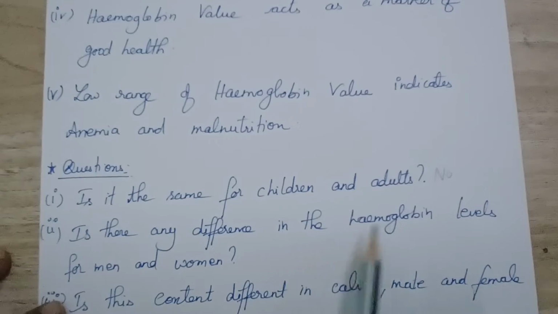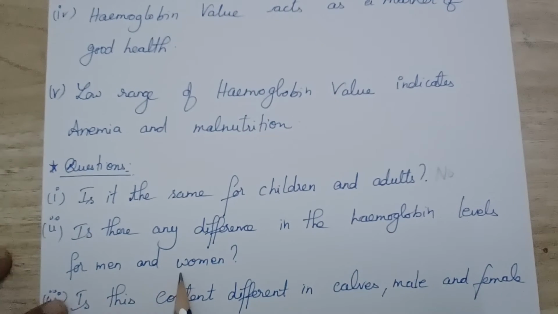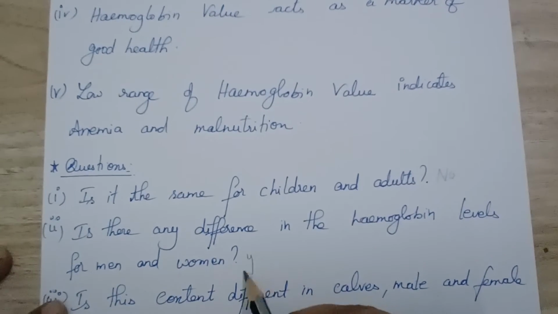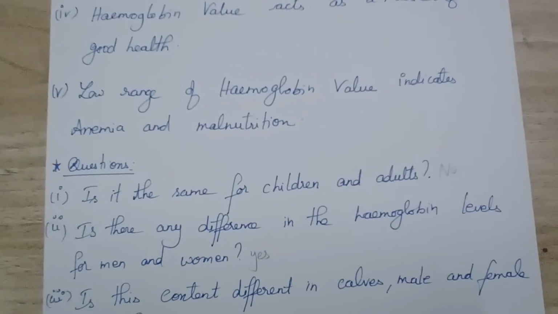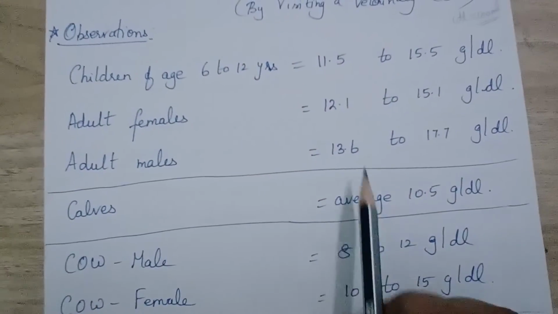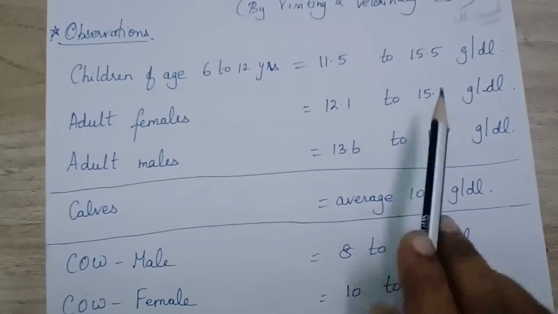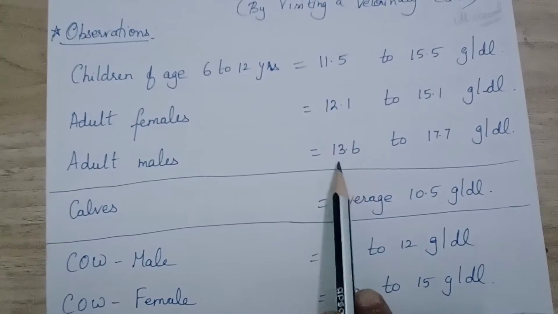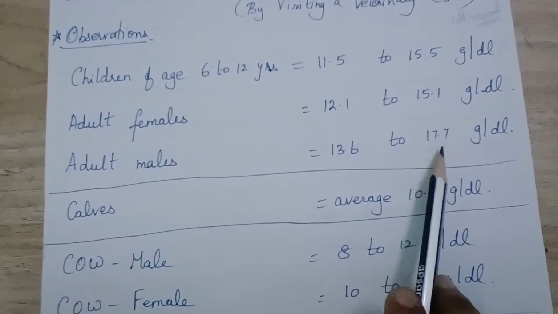Is there any difference in the hemoglobin levels for men and women? Yes, there is a difference. See, in the female it is 12.1 to 15.1 and in the male it is higher, 13.6 to 17.7 gram per deciliter.